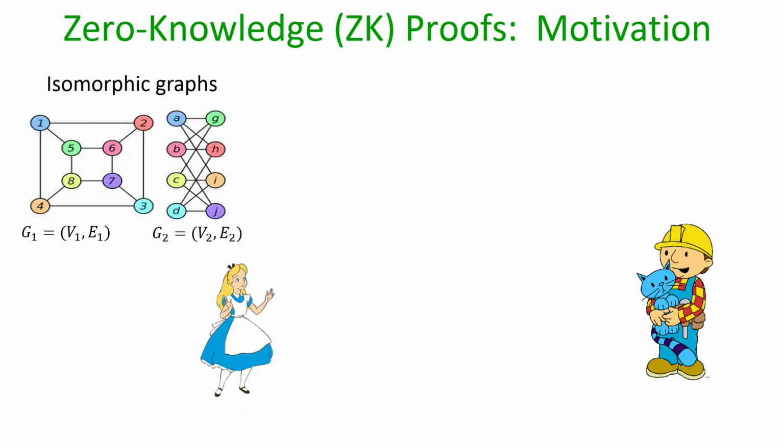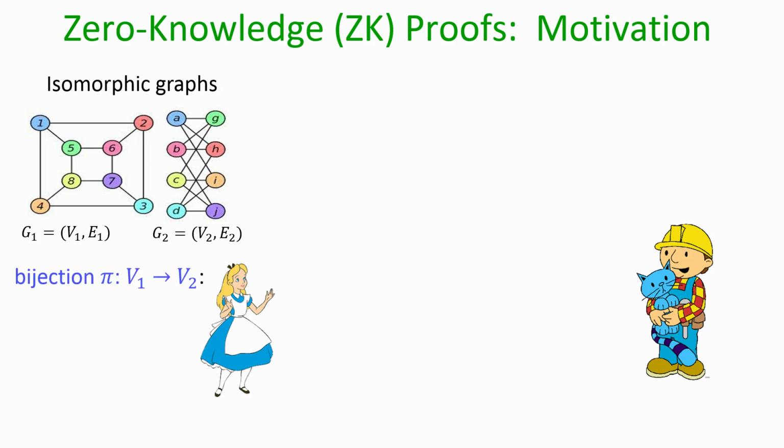Let us see another motivation. Imagine Alice has two graphs here, and pictorially these two graphs are drawn in a different way. Their vertex names are different, the edge names are different, and so on. But it turns out that information wise, or structurally, the two graphs are isomorphic to each other.